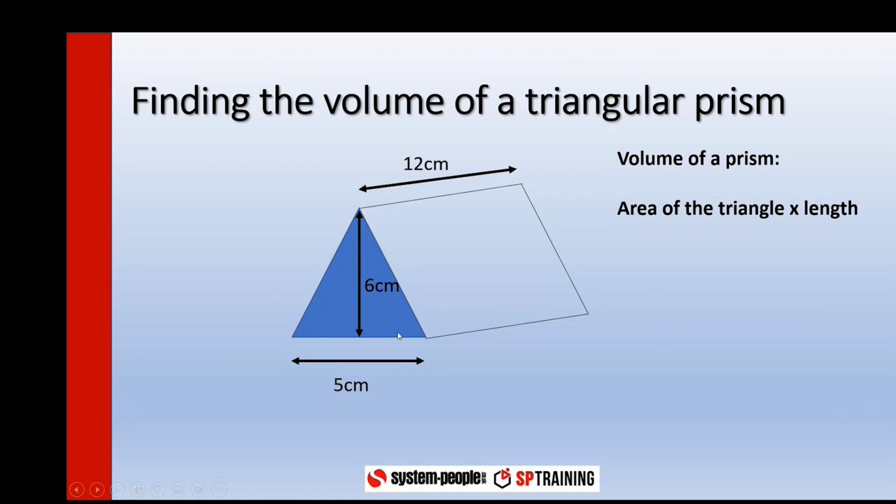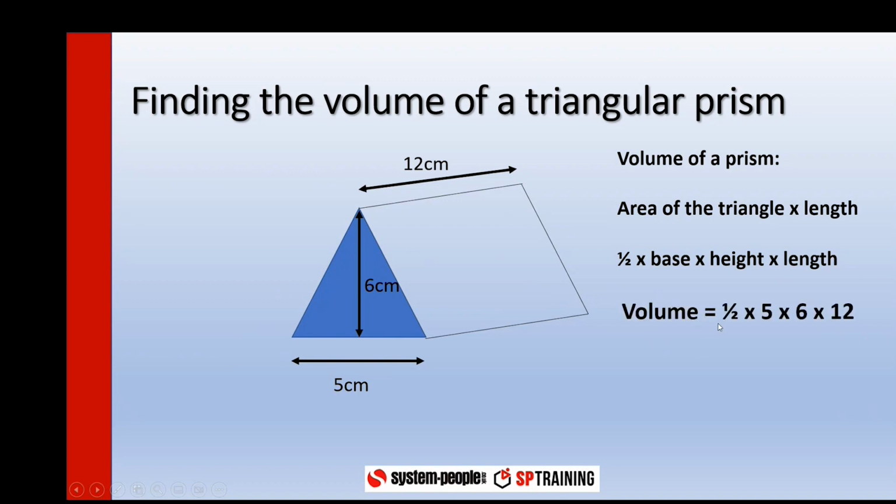So to find the volume of a prism, you find the area of the triangle on the end of it and multiply that by the length, and that gives you your 3 dimensions. So as we've seen before, the area of a triangle is half the base times the height. We're given the base is 5, the height is 6, and we halve that and then multiply it by the length. In this case, it's 12 centimeters.